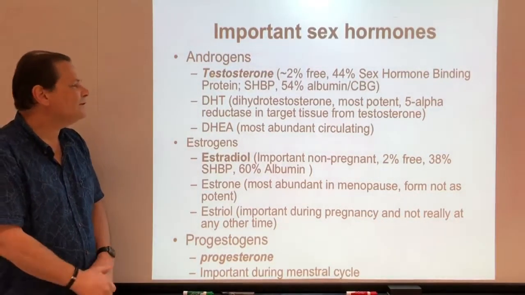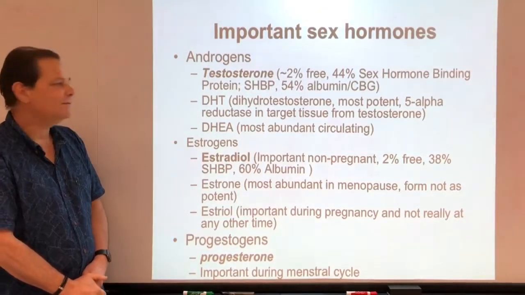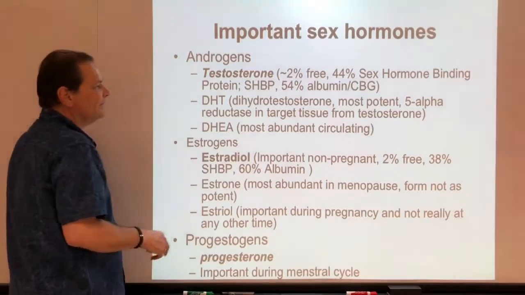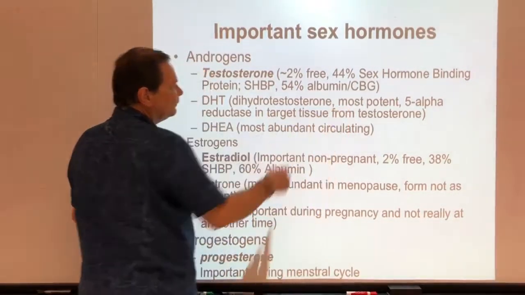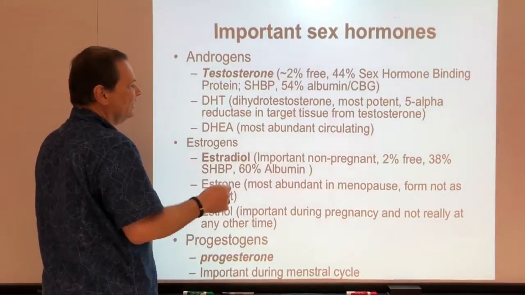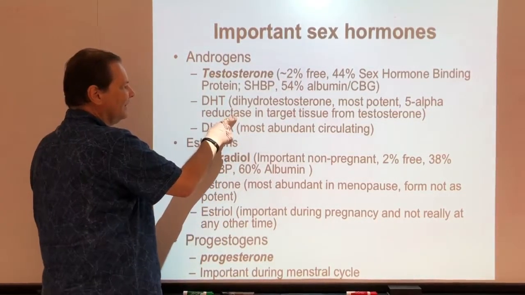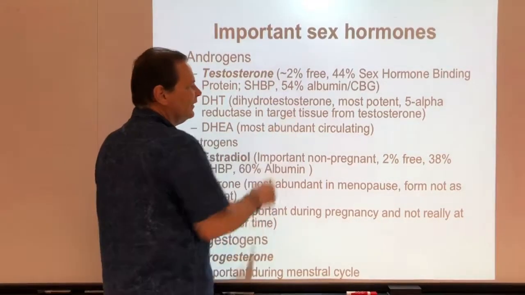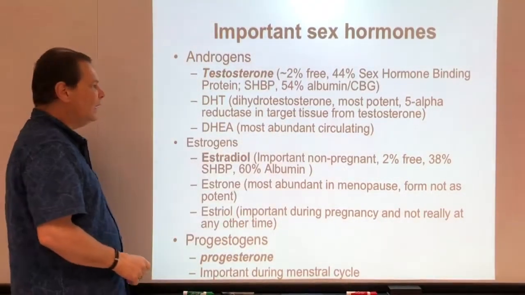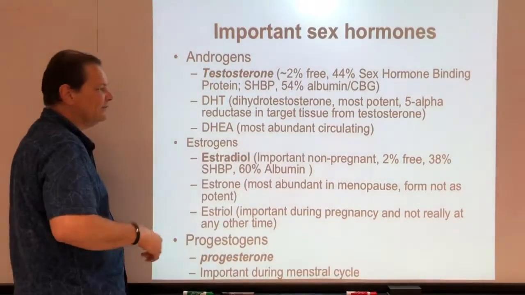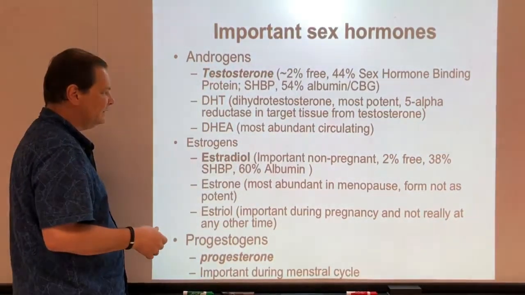There are different forms of these hormones, which you may hear mentioned. There's dihydrotestosterone. This is the most potent form of testosterone. It's formed by alpha reductase in the target tissue itself from testosterone. DHEA, I'll bring up in a moment. It's a very abundant circulating androgen.